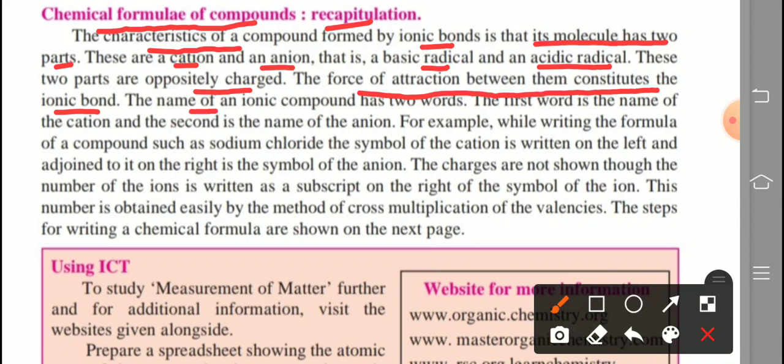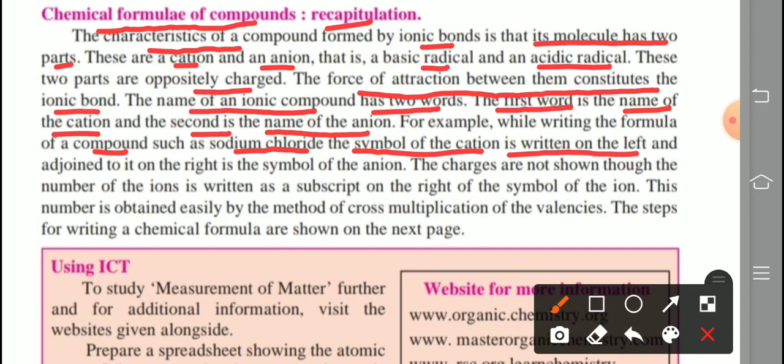The name of an ionic compound has two words. The first word is the name of the cation, means positive ion. And the second is the name of the anion, that is negative ion. For example, while writing the formula of a compound such as sodium chloride, the symbol of the cation is written on the left and adjoining it on the right is the symbol of the anion.